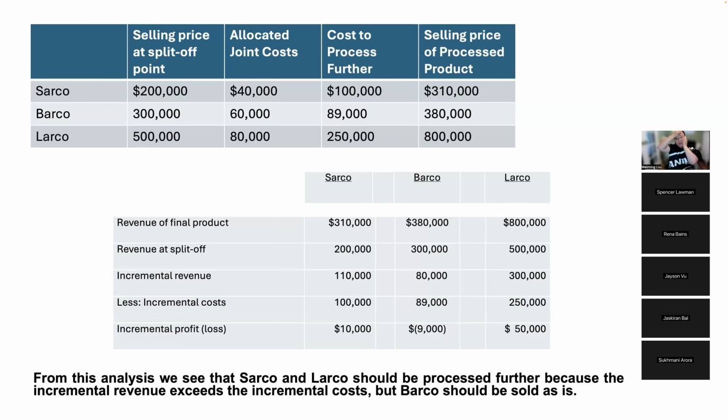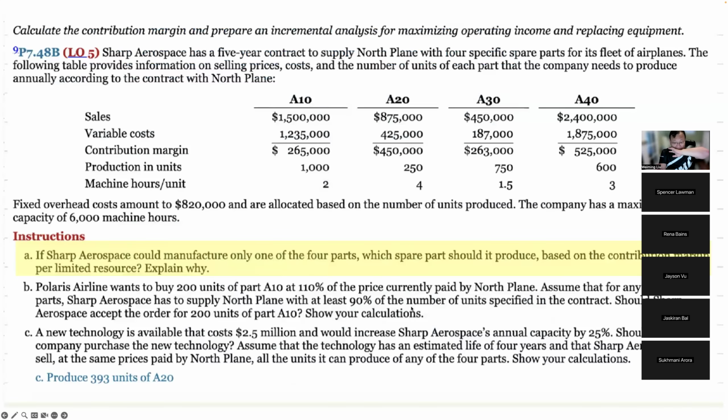So the answer to this question, should you sell or further process? It really depends on the product. For Starco and Larco, they should pursue that further processing. But for Barco, no, because you are losing money by doing that.